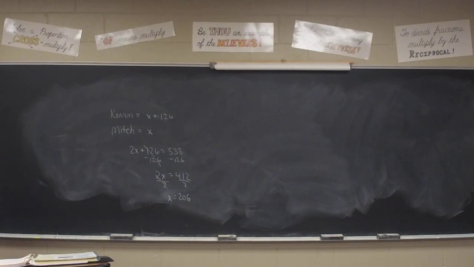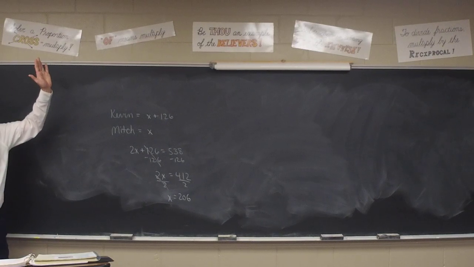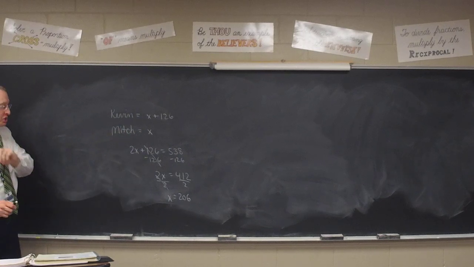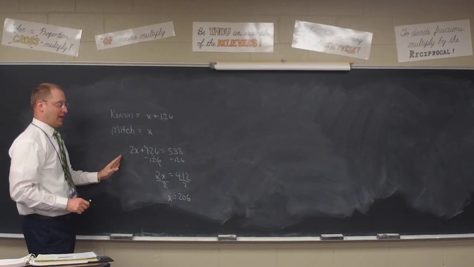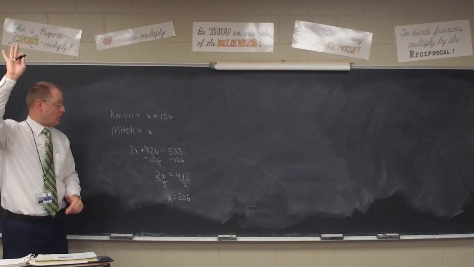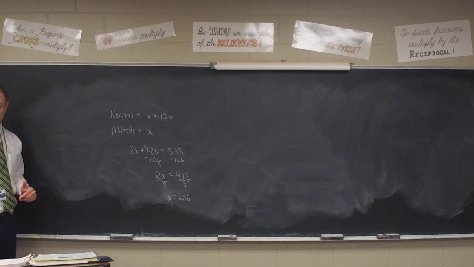How many of you recognize there's two unknowns? How many realize they were Kevin and Mitchell, or Kevin and Mitch because I'm lazy? How many realize that Mitchell had to be the X, and that Kevin was X plus 126 because he had 126 more than Mitchell? Was your equation then X plus X plus 126, or 2X plus 126 equals 538? Subtract the 126, divide by 2 to end up getting X is 206.